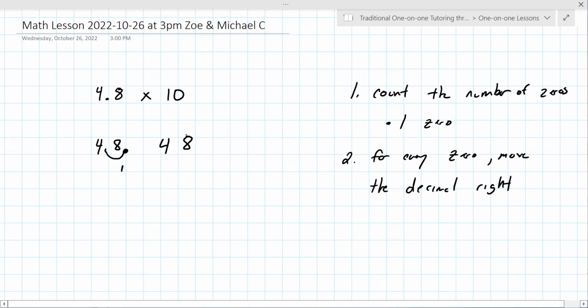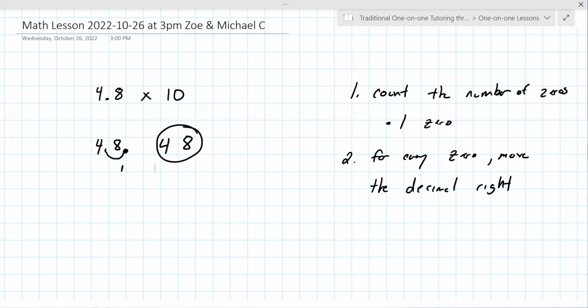Okay. Wait, I also have the same question about it. So we don't have to multiply 4.8 times 10, right? That's what we're doing. We're multiplying it by 10, but we're doing it a different way. This is the answer. Yeah, 48 is the answer. Okay, so let's try another one here. So you are multiplying by 10, Zoe. That's a good question. It's just that you're doing it this way by moving the decimal point.